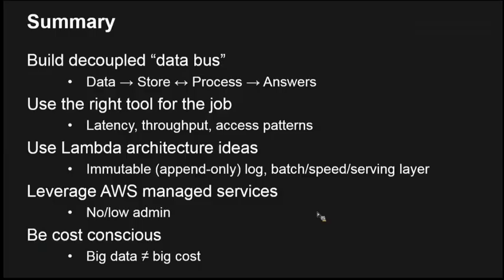So to summarize, you should be building decoupled applications, and your application should look like data going into storage and being processed, and then that store-and-process cycle repeats itself and derives answers. You should be using the right tool for the job. We walked through how to use latency, throughput, and access characteristics to pick the right tool. We went through an AWS Lambda architecture pattern, leveraging the batch, speed, and serving layers, and how you keep an immutable append-only log in S3, as well as specific examples of how to use AWS managed services for building applications fairly rapidly.